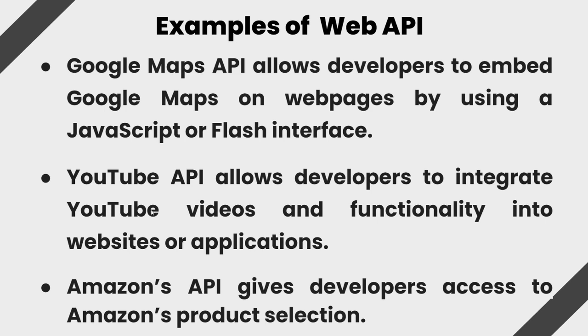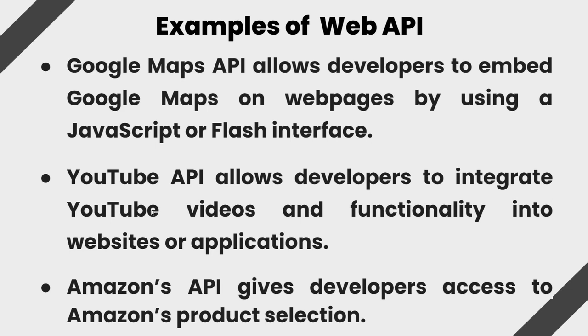Lastly, we have examples of web APIs, and I made mention of Google Map API. So the Google Map API allows developers to embed Google Maps on web pages. And this can be done by making use of JavaScript or Flash interface. Another example is the YouTube API, and this one also allows developers to integrate YouTube videos and functionalities into their website or applications. So even YouTube has an API.